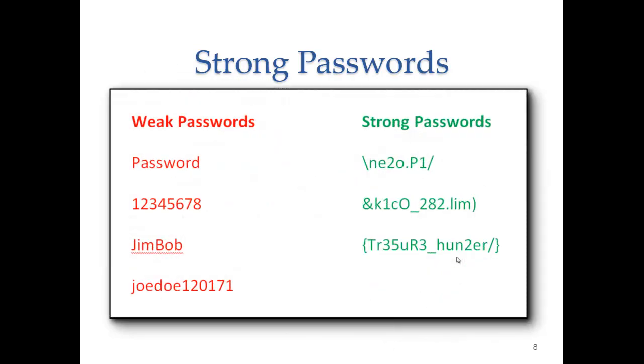So here are some examples of weak passwords. I'd say the weakest password in the world is "password." 1 2 3 4 5 6 7 8. That's a weak password. Jim Bob includes names. John Doe includes not only the name, but look at this, this guy has given out his birth month, date, and year of birth. Can you believe that?